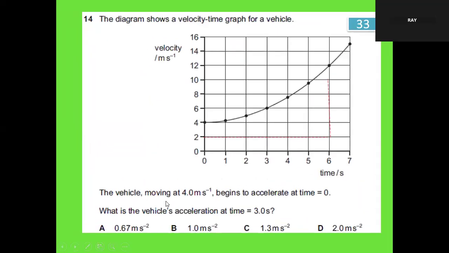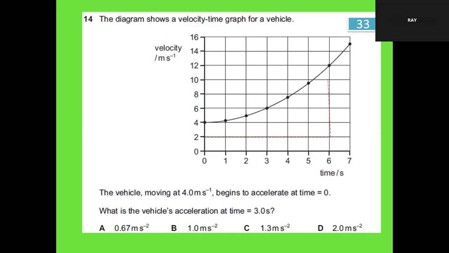Try this one. The diagram shows the velocity time graph of a vehicle. The vehicle is moving at 4.0 meters per second and begins to accelerate at time t equals 0. What is the vehicle's acceleration at time t equals 3 seconds?